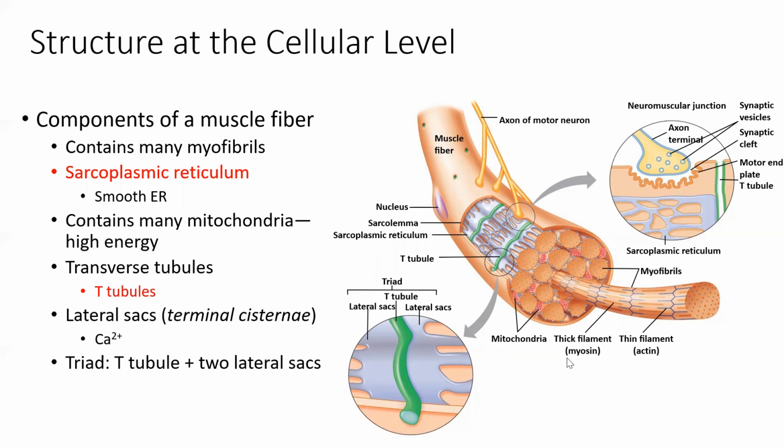So important things just to reiterate here: the T-tubules, these invaginations, coming into contact with the lateral sacs, which have calcium in them. That structure is called a triad. We've also got lots of mitochondria for the energy, the ATP production to sustain muscle contraction. And then we've got the smooth endoplasmic reticulum or the sarcoplasmic reticulum, which is where we store that calcium when it is not being used.